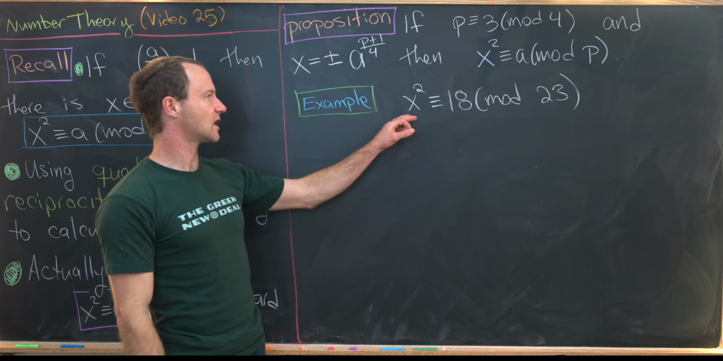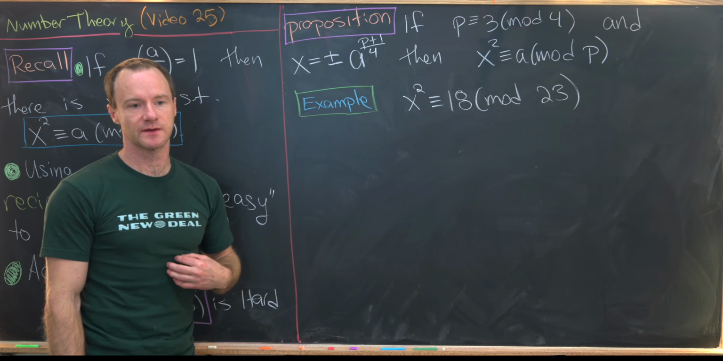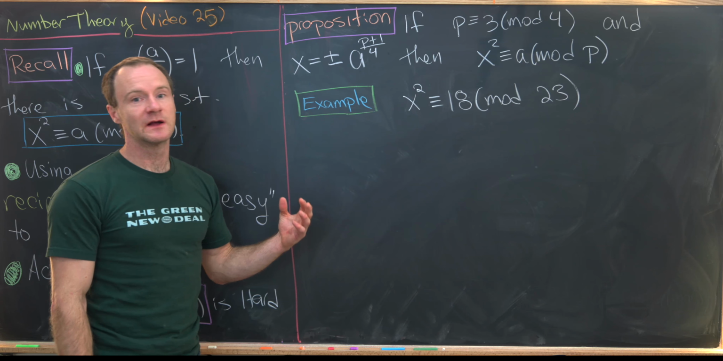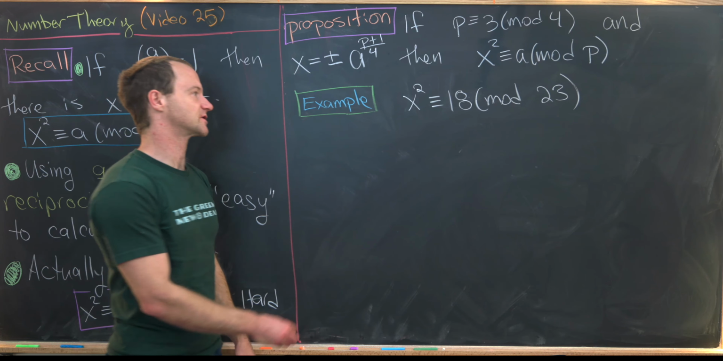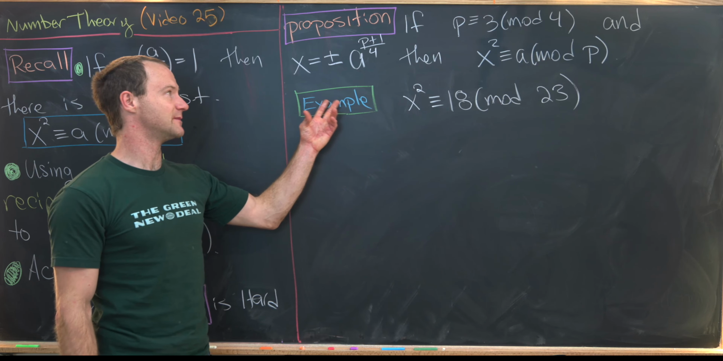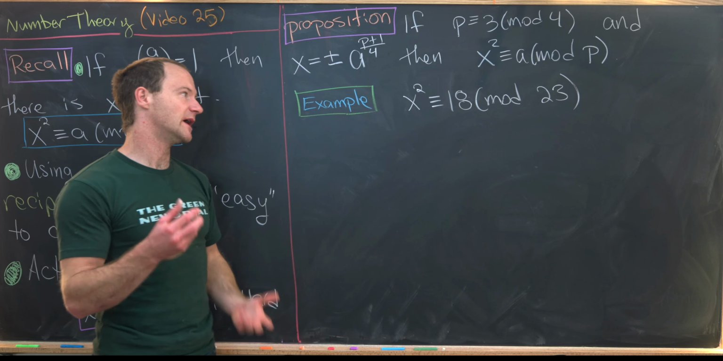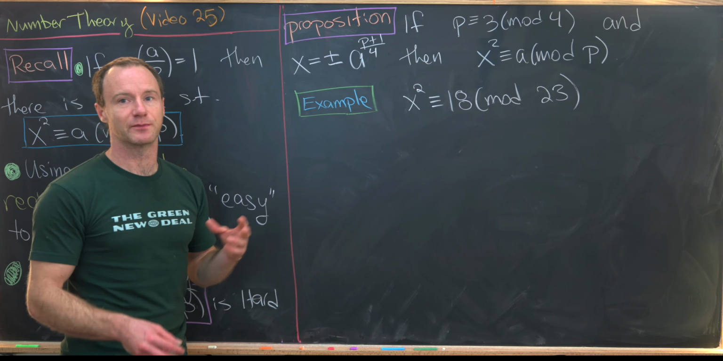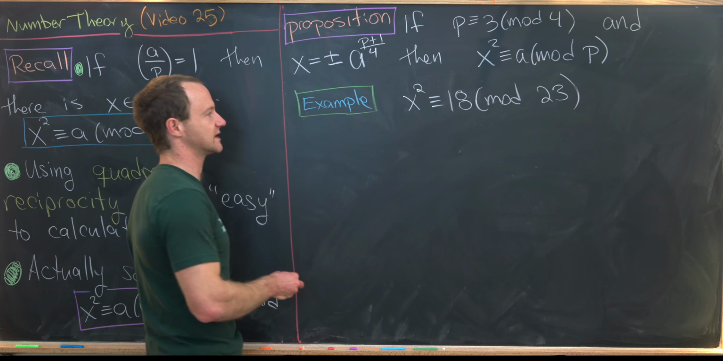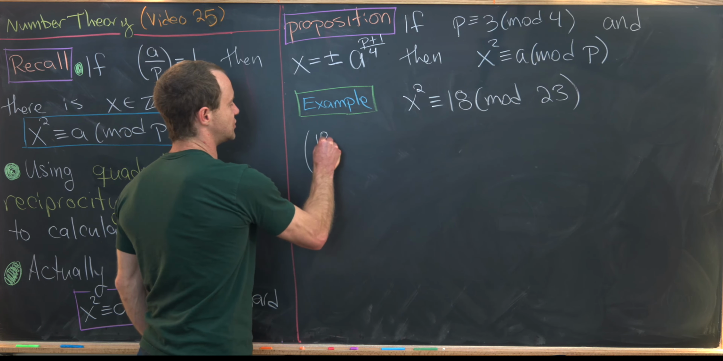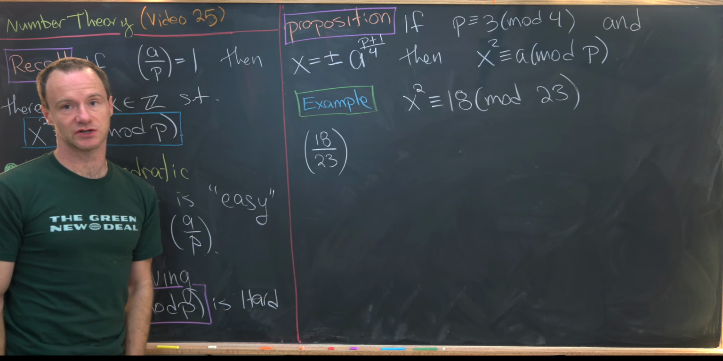So we're going to solve the congruence x squared is congruent to 18 mod 23. Before we get going, let's calculate the Legendre symbol to make sure there's a solution in the first place. Obviously, this would not be a good example of this proposition if there was no solution, but we might as well take the opportunity to practice calculating the Legendre symbol with quadratic reciprocity. So that means we want to calculate (18/23), this Legendre symbol.